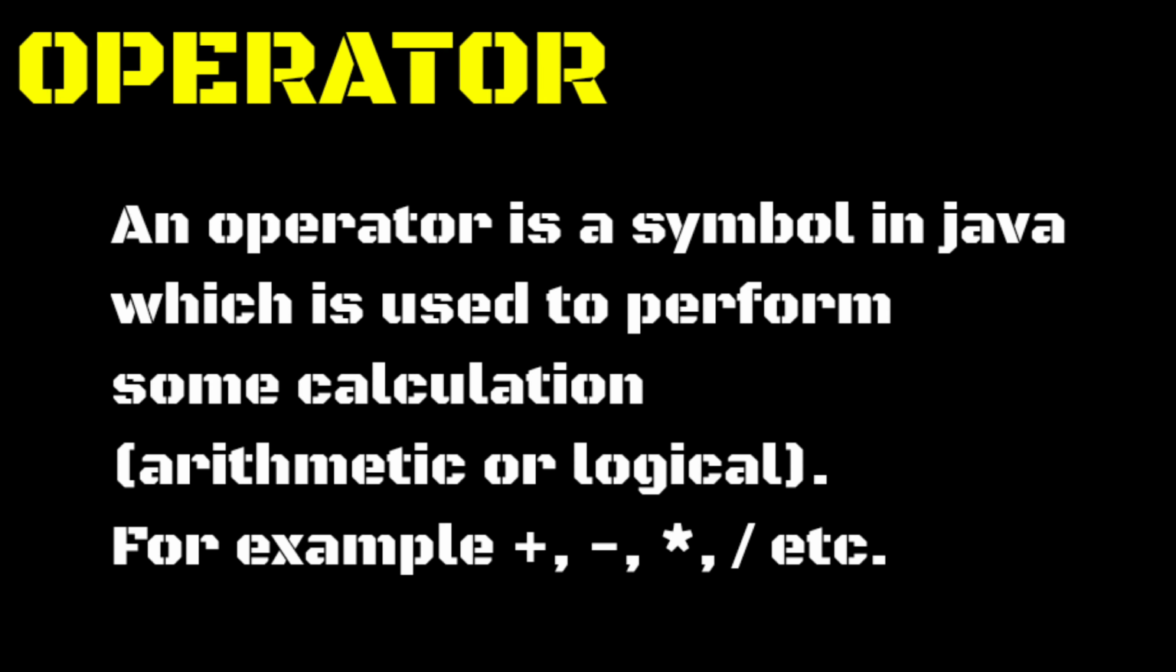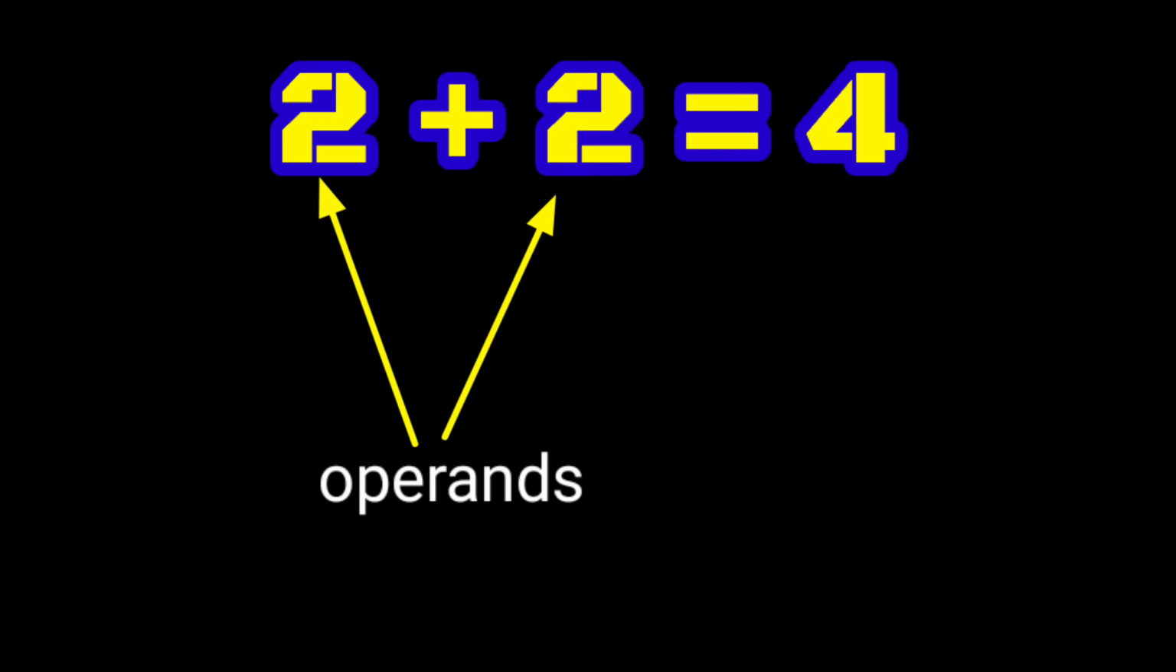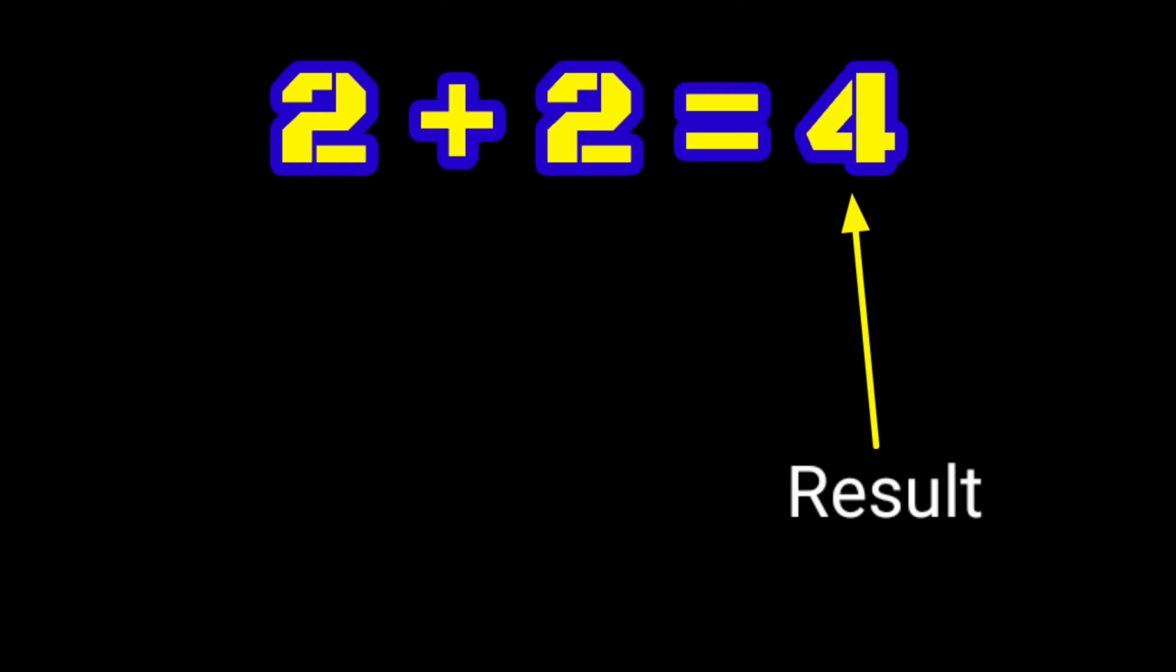Firstly, an operator is a symbol in Java which is used to perform some calculations, like arithmetic or logical. For example, plus, minus, multiply and division, etc. Now see, if 2 plus 2 is 4, then the plus sign is an operator. It is working on two values, 2 and 2, which are called operands. And 4 is the result of the plus operator, which we obtained after adding these two.